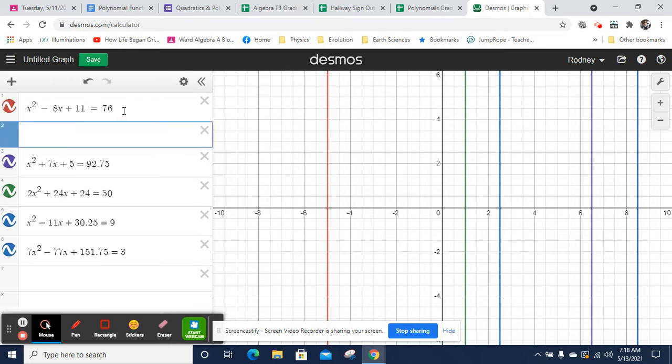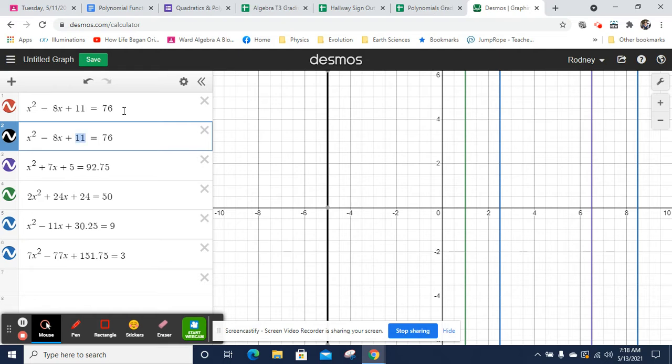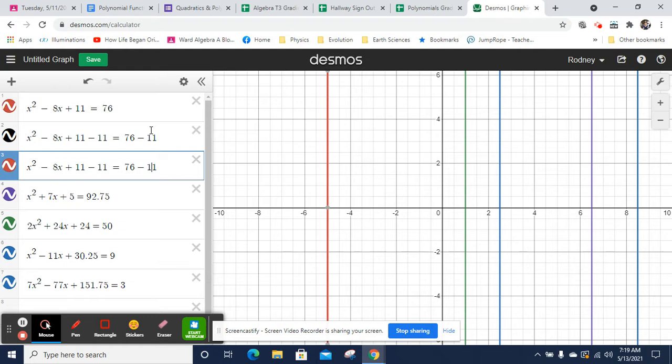So let's start off. The first thing I would recommend doing, just for simplicity's sake, because this plus 11 can throw you off, you could leave it there. Once you get good at this, you can skip this step. But I would subtract 11 from both sides just to begin with. Once you notice that you have a lead coefficient of 1, well, we'll come to that in a second. I would just subtract 11 from both sides just to have this x squared minus 8x all by itself. Okay. So I'm going to do that. So this just becomes x squared minus 8x equals 76 minus 11, which is going to be 65.